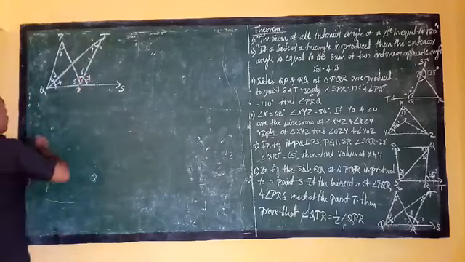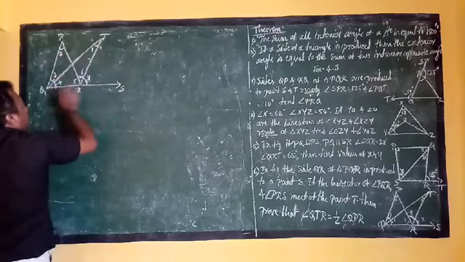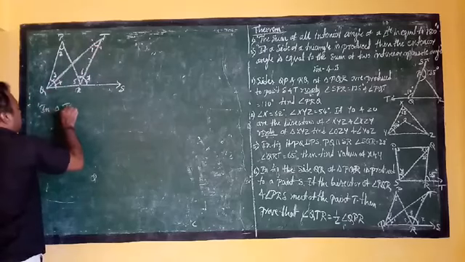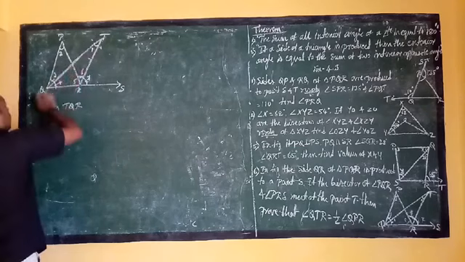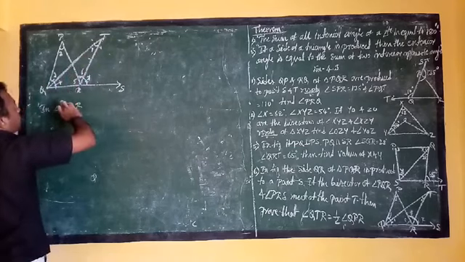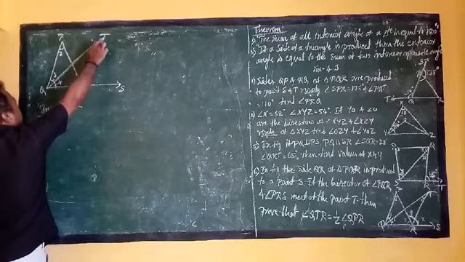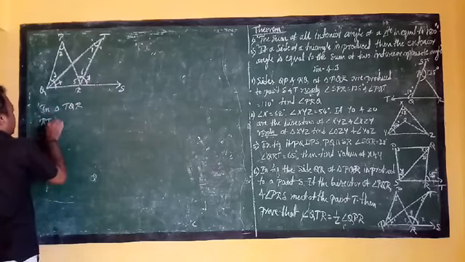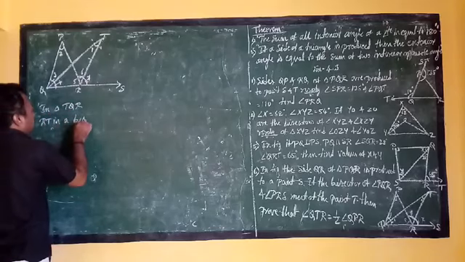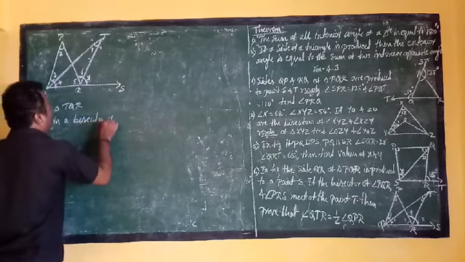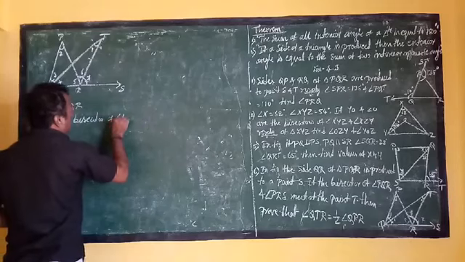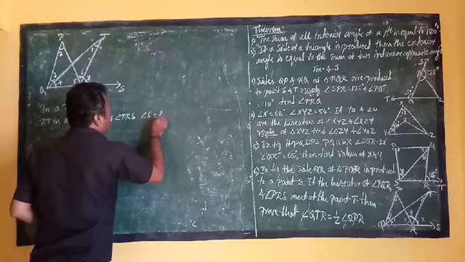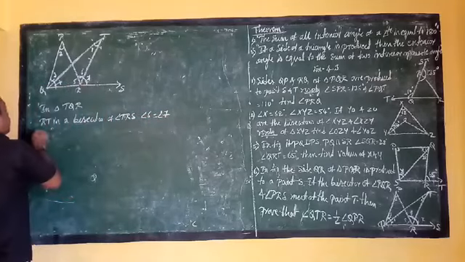So firstly, see students, I will take triangle TQR. In triangle TQR, RT is what? RT is the bisector of angle TRS, correct? Therefore, angle 6 is equal to angle 7.